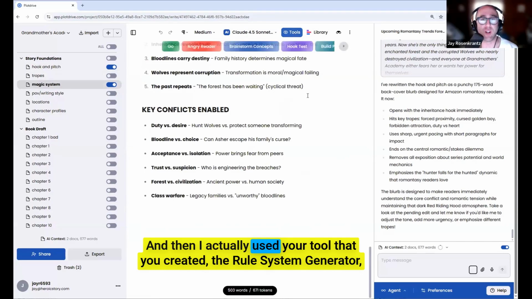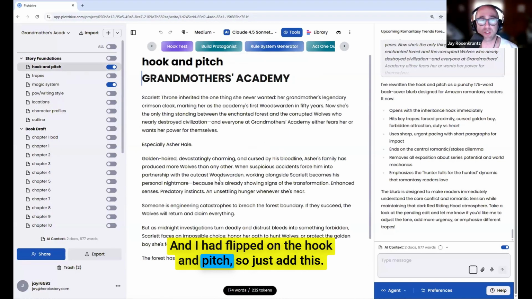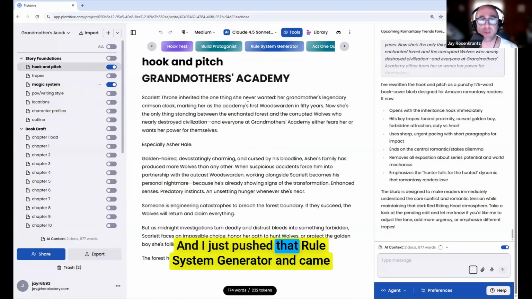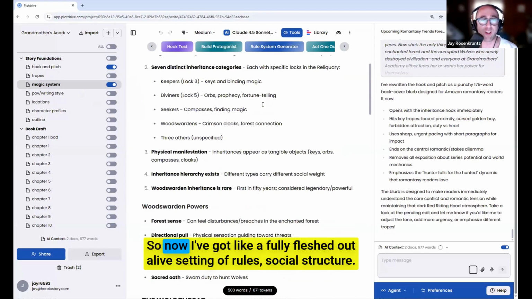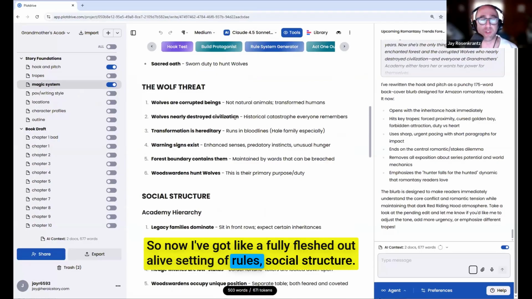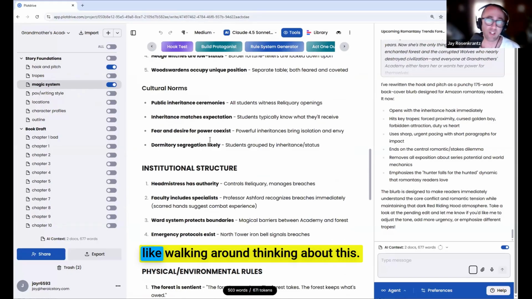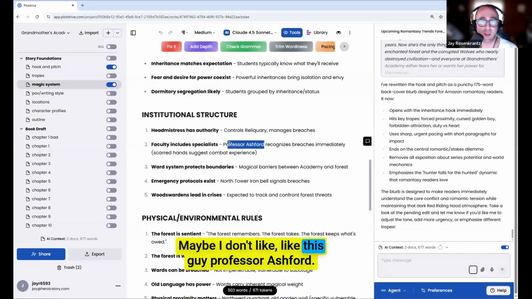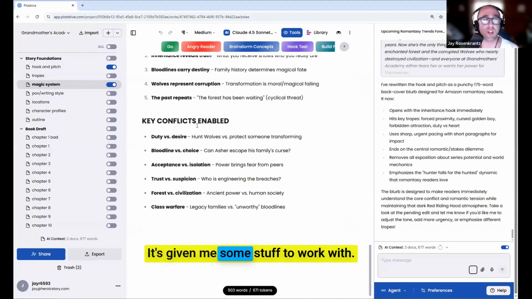And then I actually used your tool that you created, the rule system generator, to create a list of rules governing the world. And I had flipped on the hook and pitch. I just pushed that rule system generator and came up with all this great stuff. So now I've got a fully fleshed out, alive setting of rules, social structure. Of course, if I was spending more time on this book, I'd probably be walking around thinking about this. Maybe I don't like this guy, Professor Ashford, or maybe I have better ideas than Scarred Hands. But okay, it's giving me some stuff to work with.